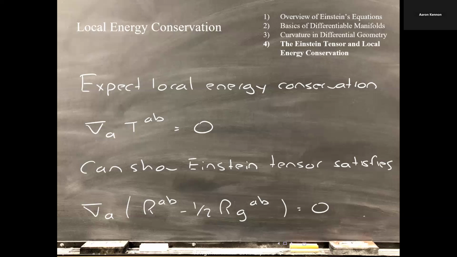Now, there's a variety of arguments you can use to motivate the structure of the Einstein field equation, including this one, but ultimately it comes down to experimental tests. That's really the decisive factor as to why the Einstein field equation has the form that it does.